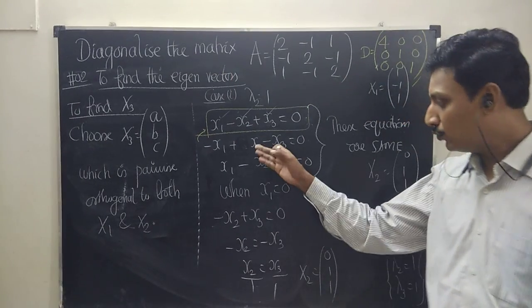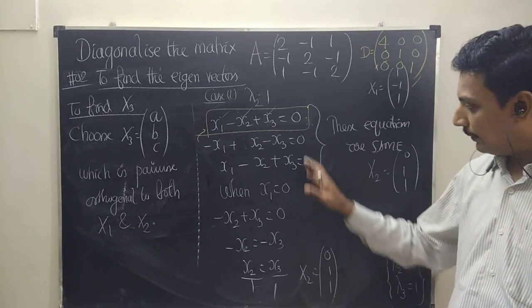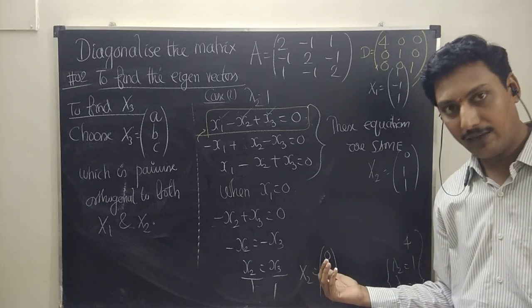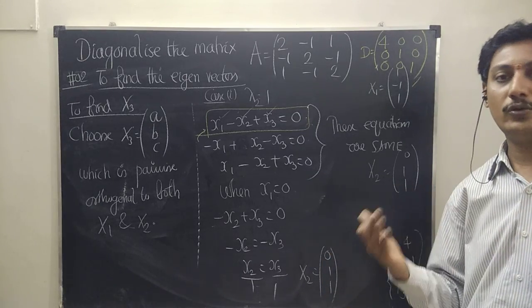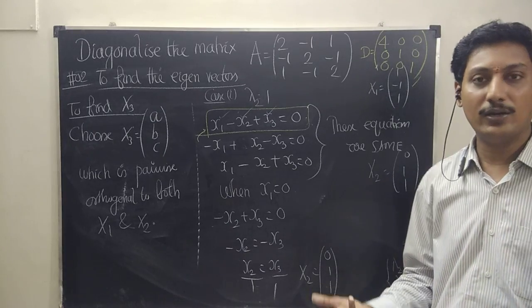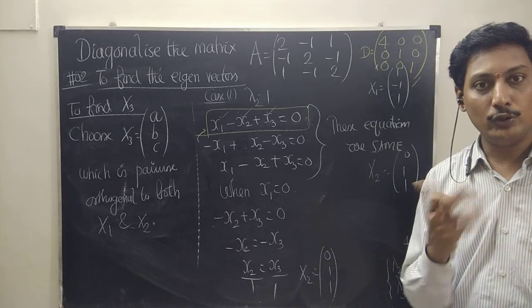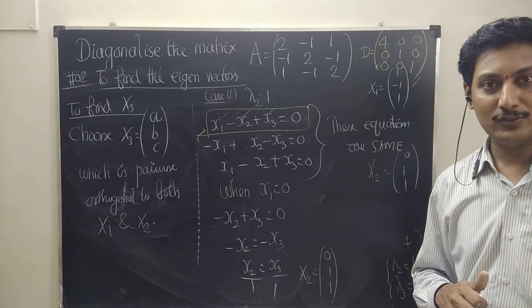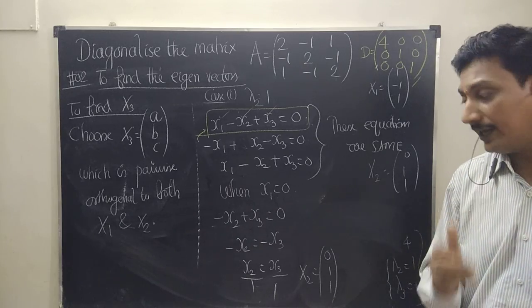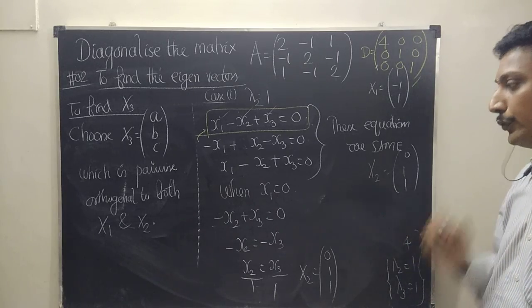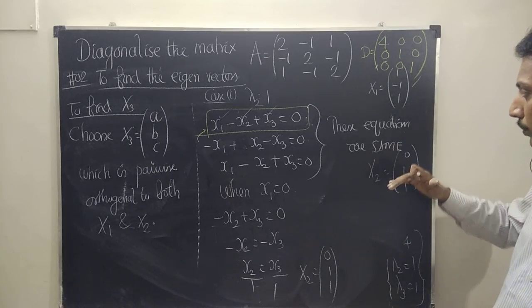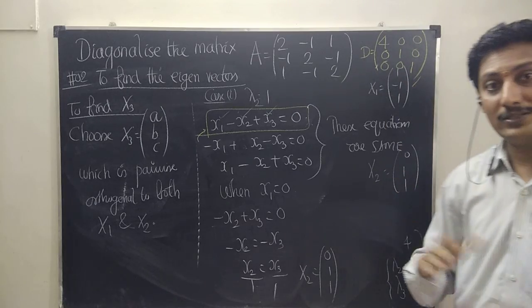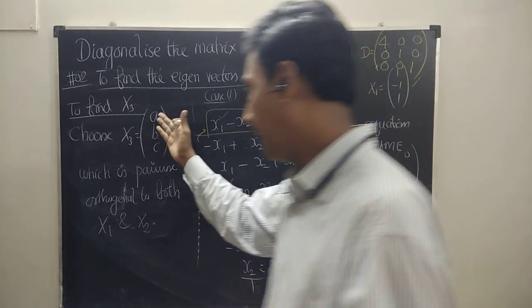Because when we put x2 0, I may get an eigenvector. By putting x3 0, we may get another eigenvector. But there is no guarantee that they are pairwise orthogonal. Once they are not pairwise orthogonal, we won't be able to get the diagonal matrix. So that's why, for the safer side, after getting the x2, I need one more eigenvector which is pairwise orthogonal to both x1 and x2. So let us choose A, B, C.